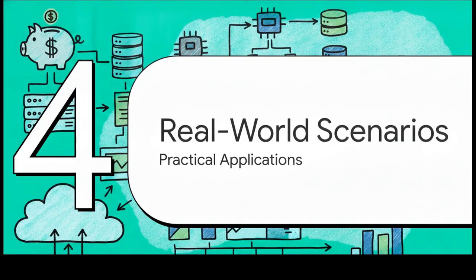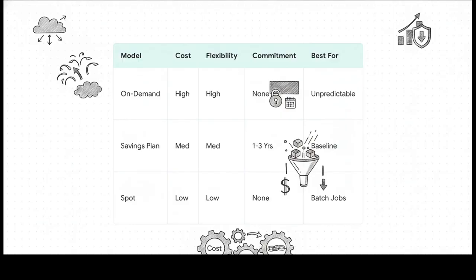Let's shift gears into Section 4, Real-World Scenarios. It's time to move from the theory to seeing how an experienced solutions architect actually uses these models in the wild. And this brilliantly illustrates how all 7 of these pricing models stack up against each other. When you look at a full comparison matrix like this, you really see that constant tug-of-war between cost, flexibility, and commitment. Here's the secret. Most production accounts don't just pick one of these, they blend them.